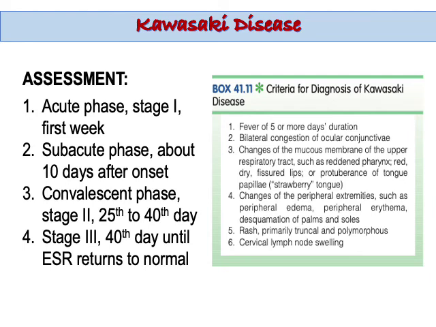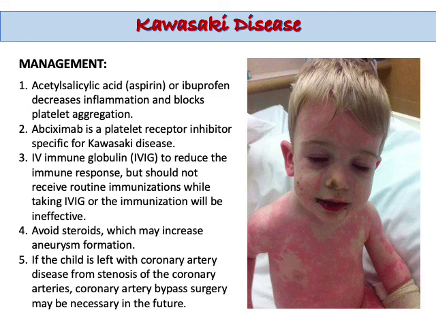Third is convalescent phase, stage 2, 25th to 40th day. The child seems to be recovering. And stage 3, 40th day until ESR returns to normal, where we can say that the child now is already well again. Management: aspirin or ibuprofen decreases inflammation and blocks platelet aggregation. This is important not specifically for fever, but to prevent thrombus formation, which is a complication of Kawasaki disease that can lead to further problems.